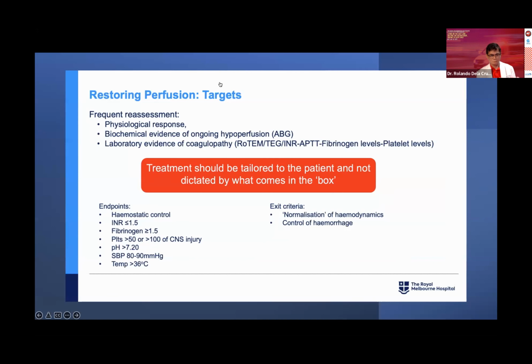Obviously, patients are a heterogeneous group, and particularly with regards to systolic blood pressure, whilst we do aim for at least a systolic of 80 to 90, in the patient with an obvious traumatic brain injury, we would be aiming for something higher. And I would suggest in our elderly population, we should be aiming for slightly higher systolic pressure as well, probably something in the order of 100 millimeters of mercury.